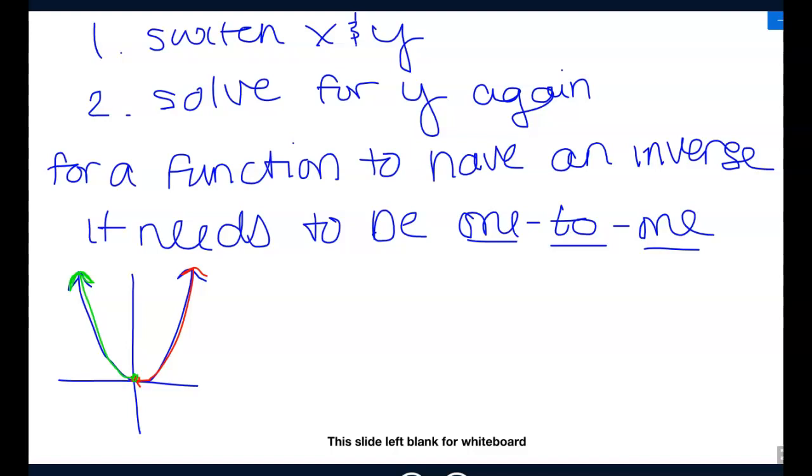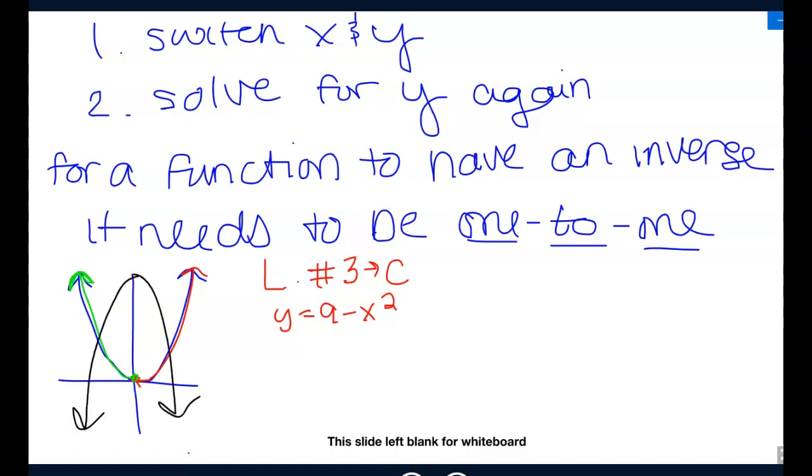of a quadratic, so like I'll do L. Yeah, that's annoying. It should be number 3, but it's letter C. This one is y equals 9 minus x squared. So that quadratic opens down like a frown and is shifted up 9 units. So it kind of looks like this. Switch your x and y. Solve for y.